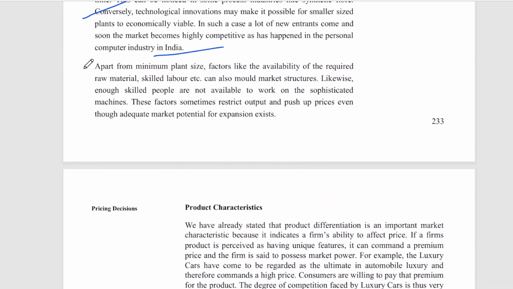Apart from minimum plant size, factors like the availability of the required raw material, skilled labor, etc., can also mold market structure. Likewise, enough skilled people may not be available to work on sophisticated machines. These factors sometimes restrict output and push up prices, even though adequate market potential for expansion exists.